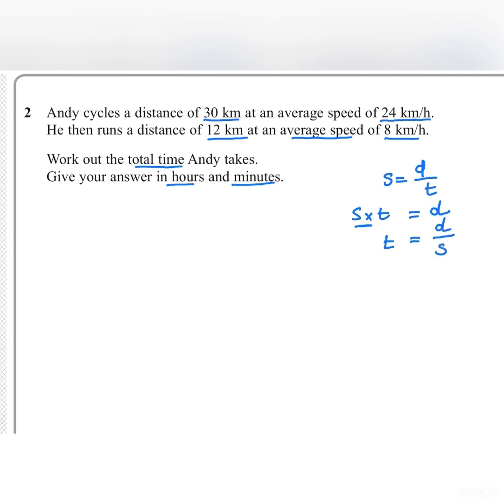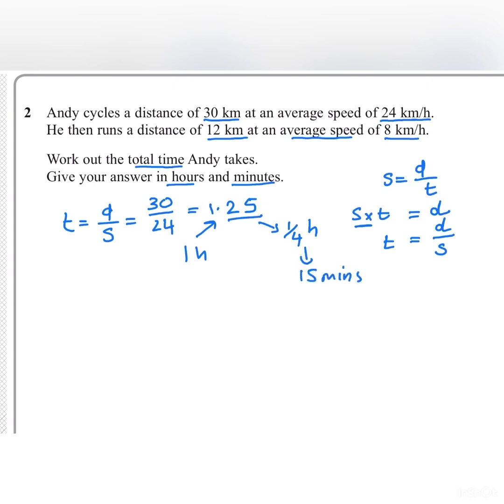Looking at part 1 of the journey where he cycled, the time for that, if we substitute the numbers into this formula, is 30 kilometers over 24 kilometers per hour. That is 1.25. This is 1 hour, and 0.25 is 1/4 of an hour, which is 15 minutes.